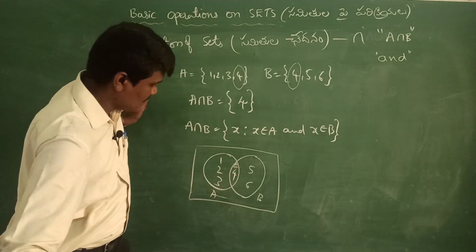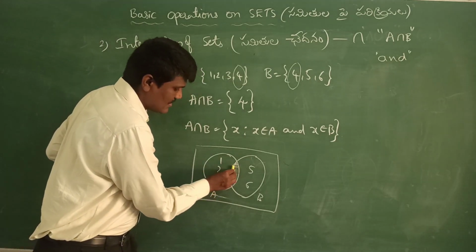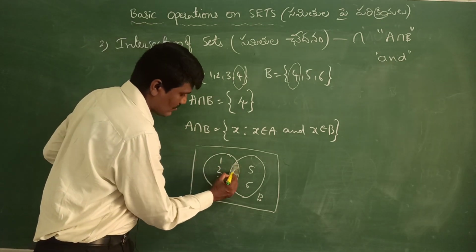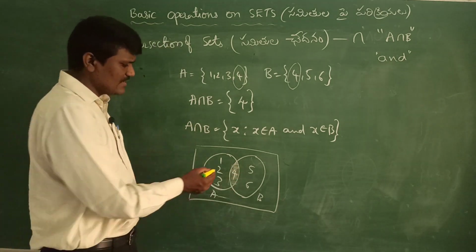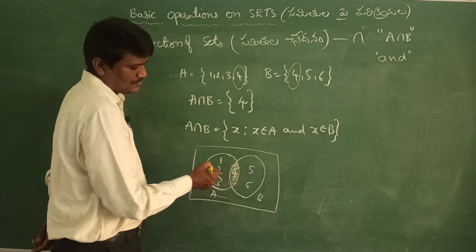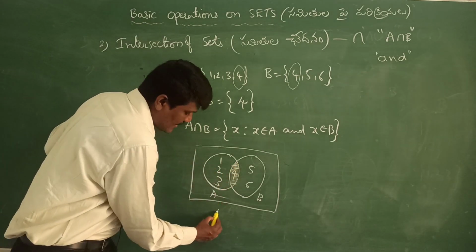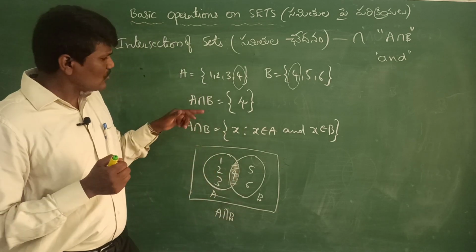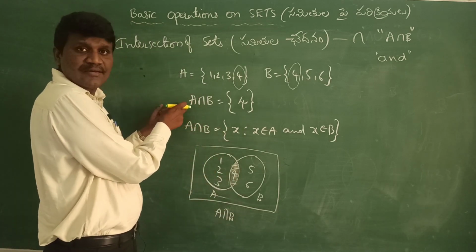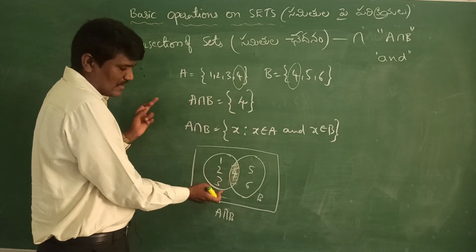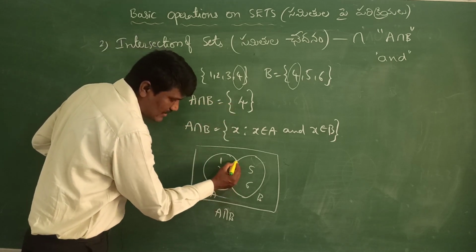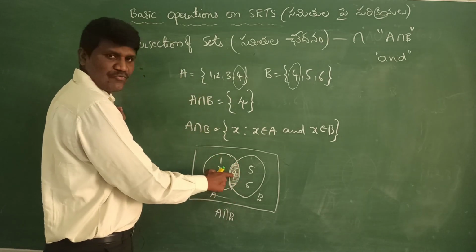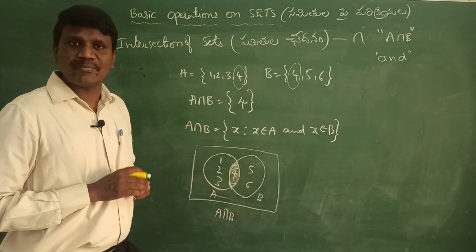So this part is the intersection part, right? In fact this part. So this is A intersection B. So both are the same, right? From here it is the element 4, but here the area which is common for both is having only element 4. So this is A intersection B.